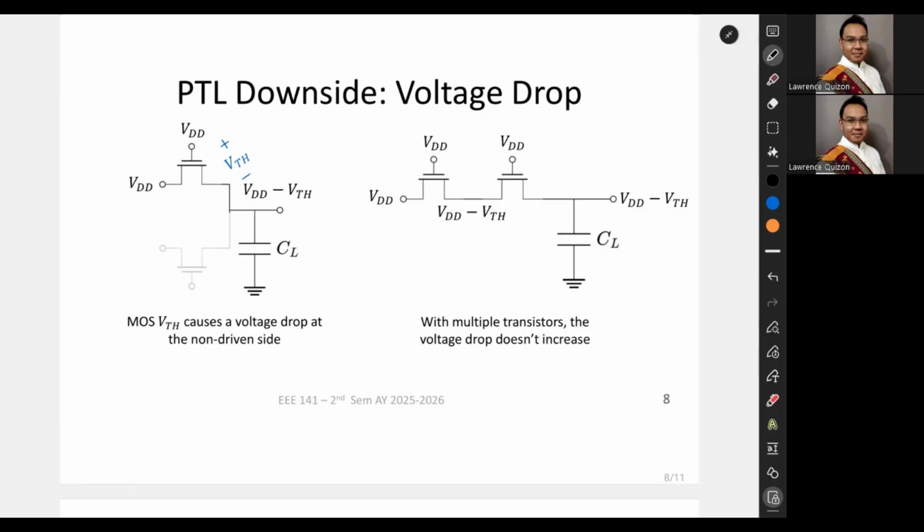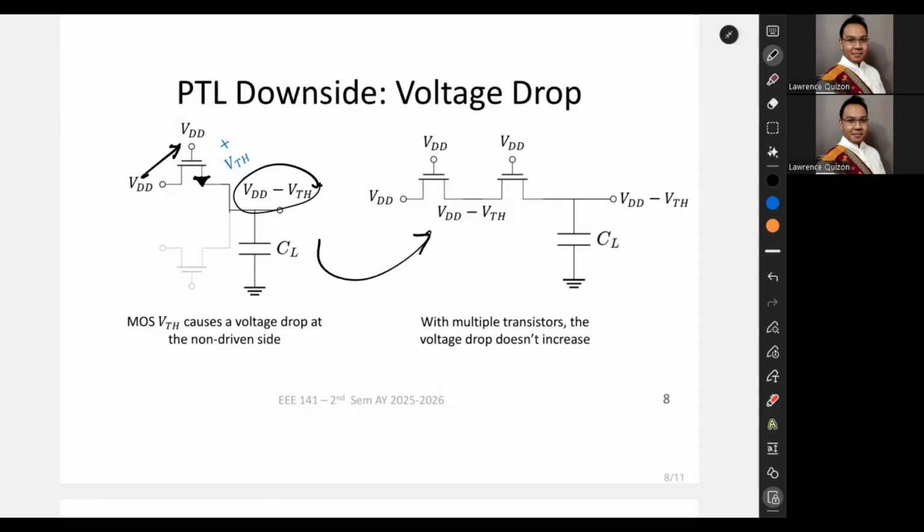So for example, here, if this was an NMOS, so you have an input VDD here, and you turn on the NMOS, the NMOS will have a voltage drop on the side that it's trying to drive. So if it was trying to drive this side, then this side will have VDD minus VTH. So then if that side had VDD minus VTH, then the voltage has already dropped. We no longer have VDD. So this is the highest that it can output.